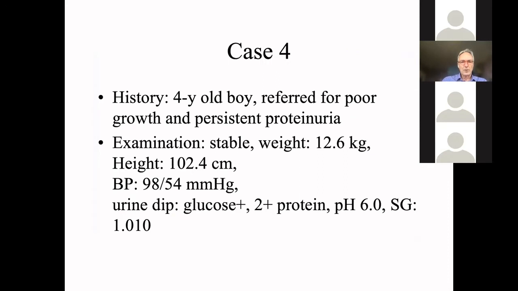Moving on to the fourth case. So this is a 4-year-old boy who was referred for poor growth and persistent proteinuria. He is on the smaller side, but otherwise normal blood pressure, and his urine dip is notable for glucose positive. There's some protein in there, but he seems to be able to acidify his urine to some degree.